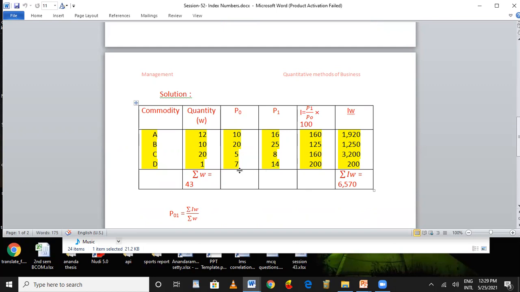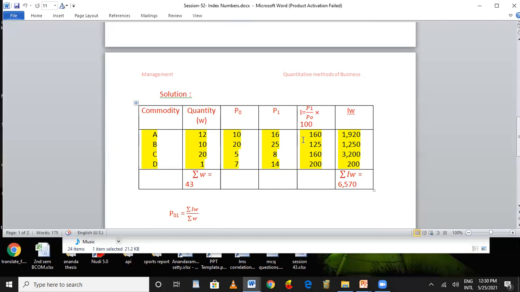14 divided by 7 into 100. 14 divided by 7 is equal to 2, and 2 into 100 is 200. After getting the I, that is the price relatives, then we have to get the IW.